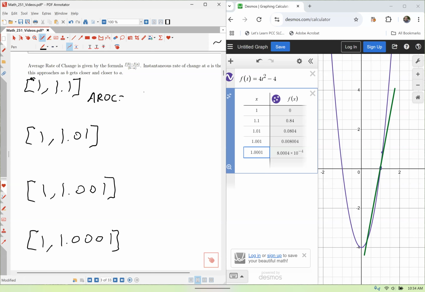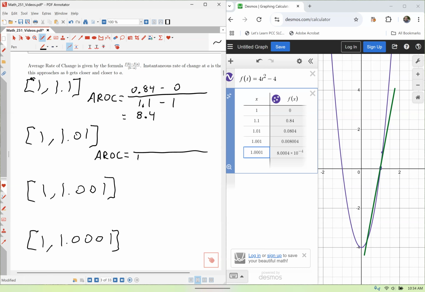Average rate of change. I have the change in my x values on the bottom here. So my x values are 1.1 and 1, my inputs. And on the top, I'm going to have the corresponding y values. At 1, the y value is 0. That actually makes these calculations a lot nicer. And at 1.1, it's 0.84. When I do the math here, I end up getting an average rate of change of 8.4. Let's find the next average rate of change and see if there's a pattern to these.